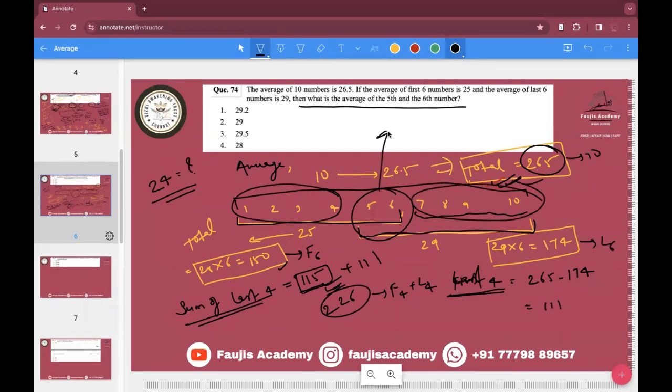Now, are these two numbers clear? If we reduce this 265, which is the total of 10, total 10 minus 226, will we be getting the sum of 5th and 6th number? How much is 65 minus 26? Tell me. 59. How much? 59.